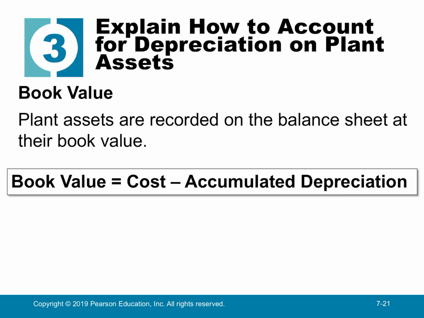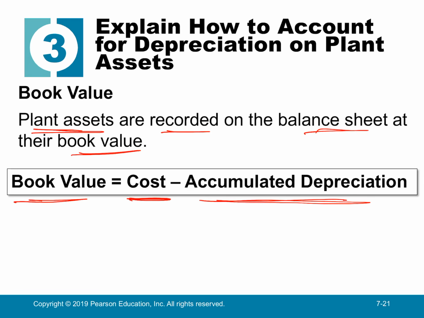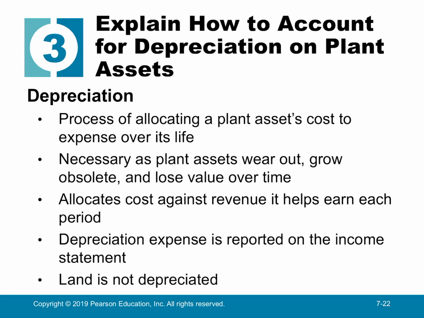Now let's talk about depreciation. First keyword, we've already introduced this in this class, but it's really important that we hit it again because it's a very important concept. When we talk about plant assets, we're going to record them on the balance sheet at book value. Book value is just your historical cost less the accumulated depreciation for that asset. What is depreciation? It's the process of allocating a plant asset's cost to expense over its life, right? We started as an asset and we're allocating it to the expense.